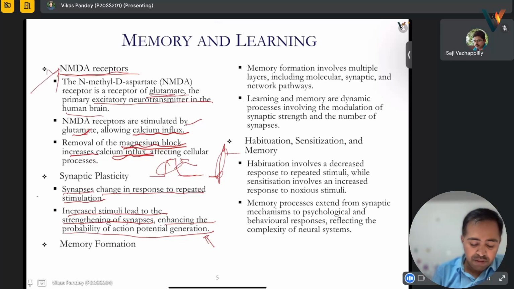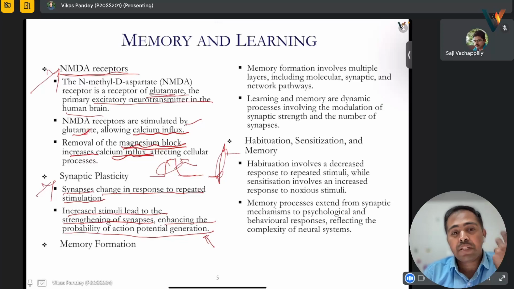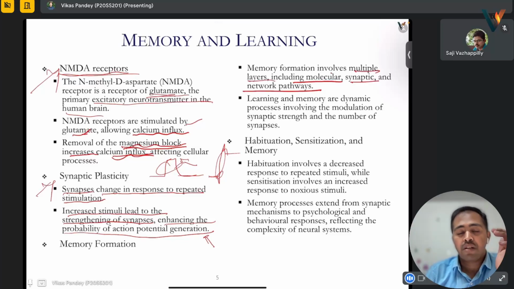We know NMDA receptor is there. Our synapses have synaptic plasticity. Then how is the memory formation taking place? The memory formation involves multiple layers, including molecular, synaptic, and network pathways. So it is not just stored in one specific place. It is by virtue of molecular, synaptic, and network pathways.